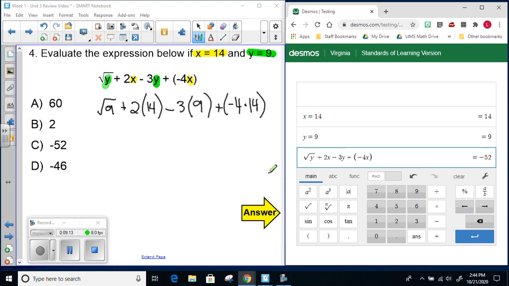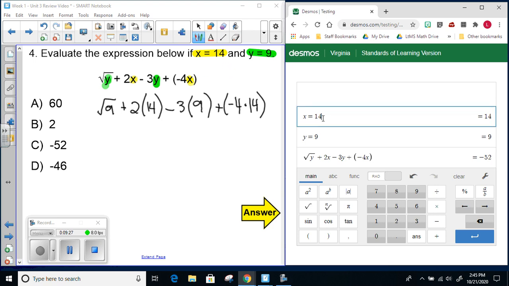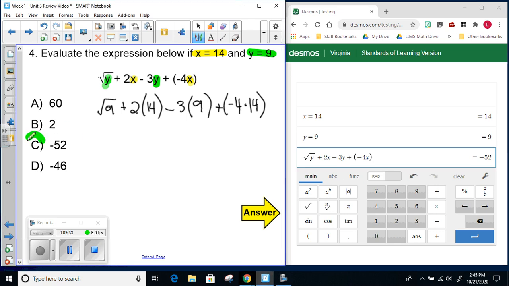Before you pick your final answer, triple check that everything you typed is exactly the same as the way it was given to you. So check square root of y plus 2x minus 3y plus parentheses negative 4x. Also double check that you typed the right value in for x and for y, 14 and 9. So now that I know everything's good, my final answer should be C, negative 52. Let's take a look at the next question.